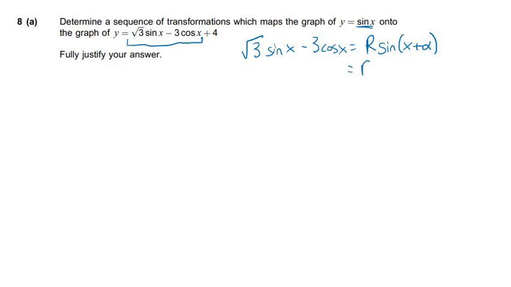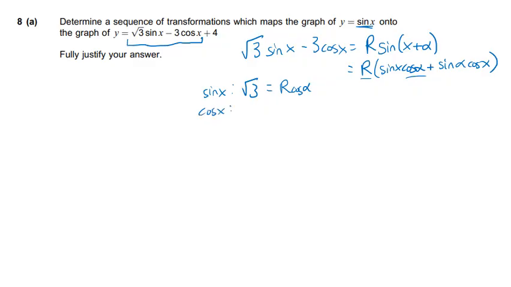So on the right hand side, if we use the compound angle formula, we know that this can be written as sine x cos alpha plus sine alpha cos x. And then we compare coefficients on each side. So if I compare the sine x terms on both sides, I've got root 3 on the left, and on the right I've got r cos alpha. If I compare the cosine x terms on each side, I've got minus 3 on the left, and on the right I've got r sine alpha.